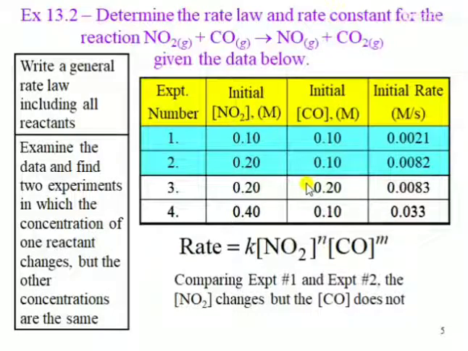So here we have a numerical on initial rate method. The statement is: determine the rate law and rate constant for the reaction NO2 plus CO gives NO plus CO2 from the given data below. So you have the table in which you have been given the experiment number and the initial concentration of nitrogen dioxide and carbon monoxide, as well as the initial rates of all these 4 experiments.